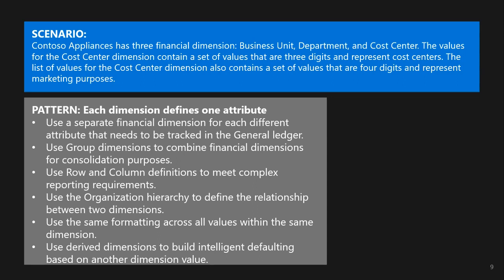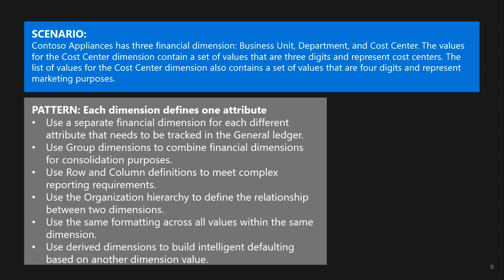Right, so the goal there is that each financial dimension for each different attribute that needs to be tracked should be its own dimension. If we need to report or group things, then that's where we can use the group dimensions to combine the financial dimension values together for consolidation or reporting purposes. Because I've seen sometimes where people will use these extra values in there to represent a roll-up, but you can create a roll-up using a group dimension.